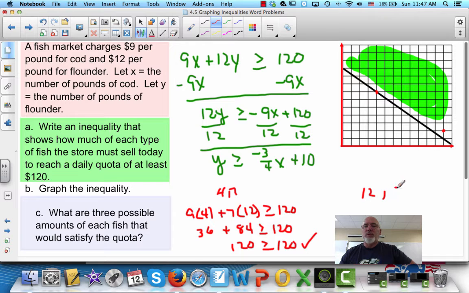12 and 2. So we could sell 12 pounds of cod and 2 pounds of flounder, or we could choose a point, say right here, and that point is 4 and 12. So we could sell 4 pounds of cod and 12 pounds of flounder. Your choice. All right, let's move on.